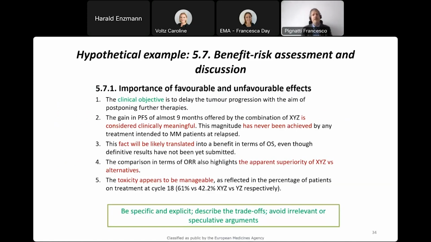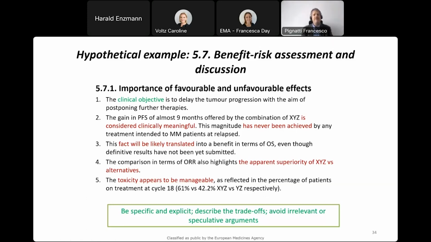Point 1 says the clinical objective is to delay tumor progression with the aim of postponing further therapies. Good text. It tells me why PFS in this case was considered an important endpoint. Of course, this could be much longer, and generally this is just a summary for the discussion. The gain in PFS of almost 9 months offered by whatever treatment is considered clinically meaningful.